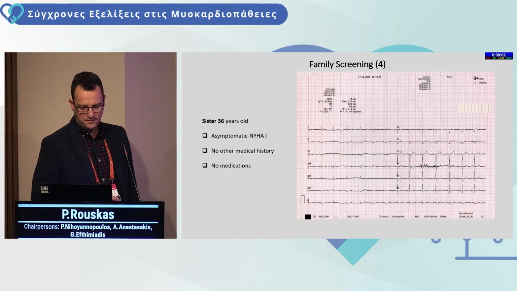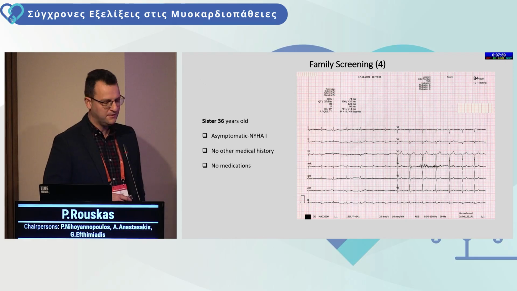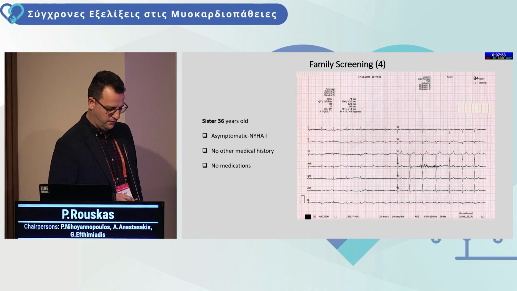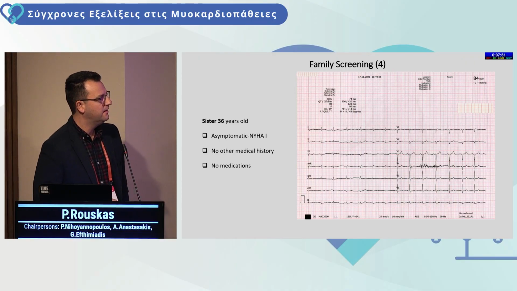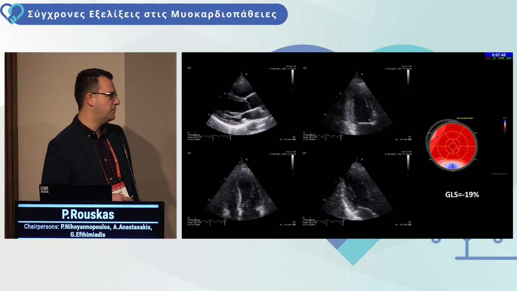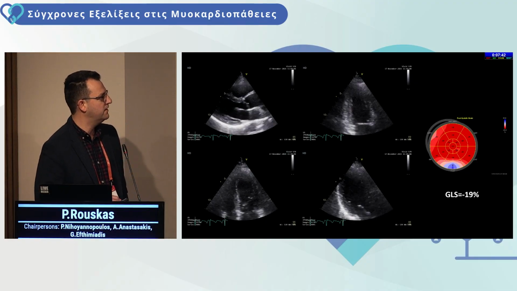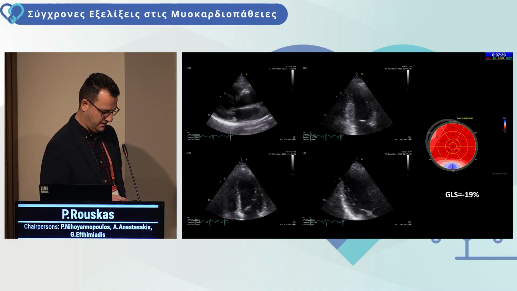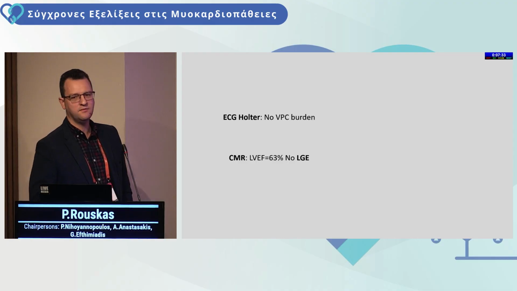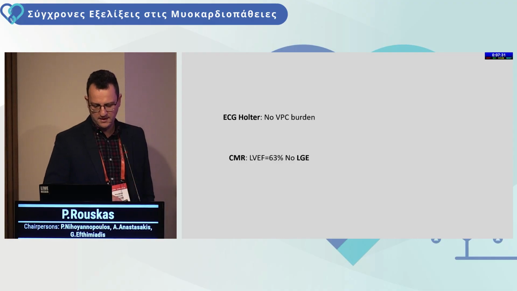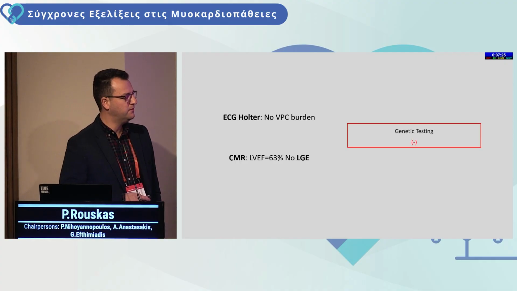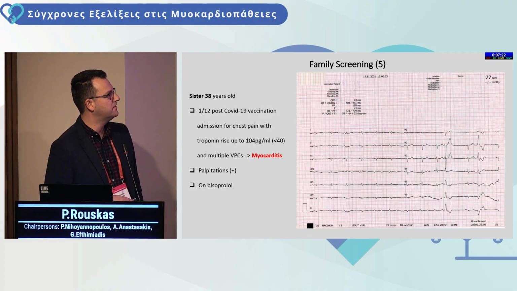And then we go to the sister of the proband, a 36-year-old lady, also symptomatic, with no medication and no other medical history. You can see here the low voltage criteria, especially in the limb leads. And when we go to the echo, we can see again a preserved LV systolic function, and the GLS being almost normal, minus 19%, with no VPC burden from the Holter, and with a normal LVF from the CMR, and no LGE. And here, the genetic test was found normal for this specific mutation, as said before.